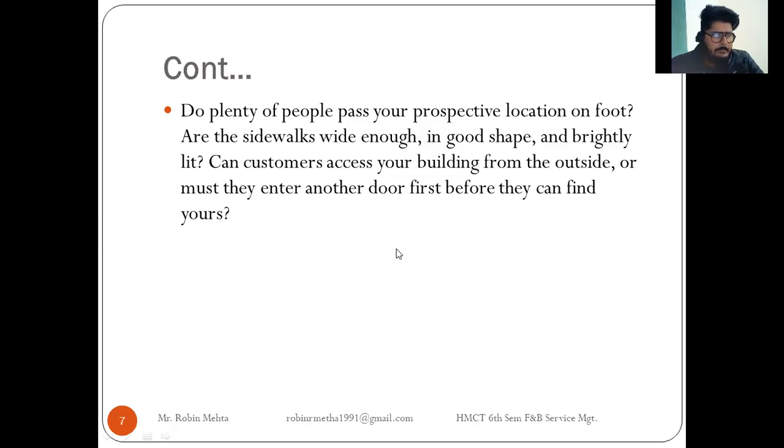Next point, can customers access your building from the outside? If people are coming to your place, rather than going to the other door, they should prefer to come to your restaurant, rather than going to some other restaurant. So the building or the place which you are selecting should be very attractive, and people come to you first rather than going to the other restaurant.